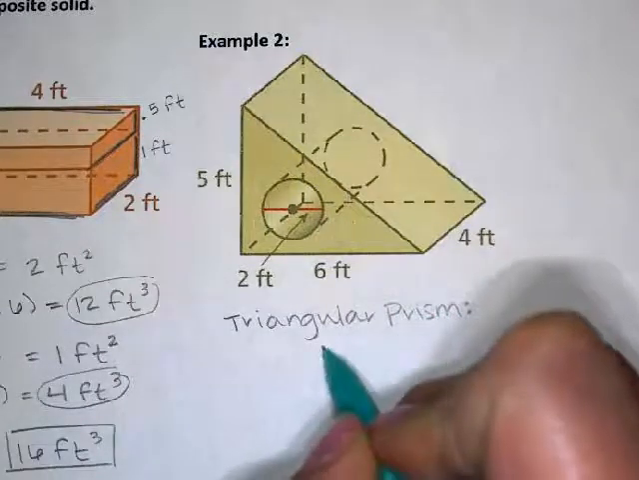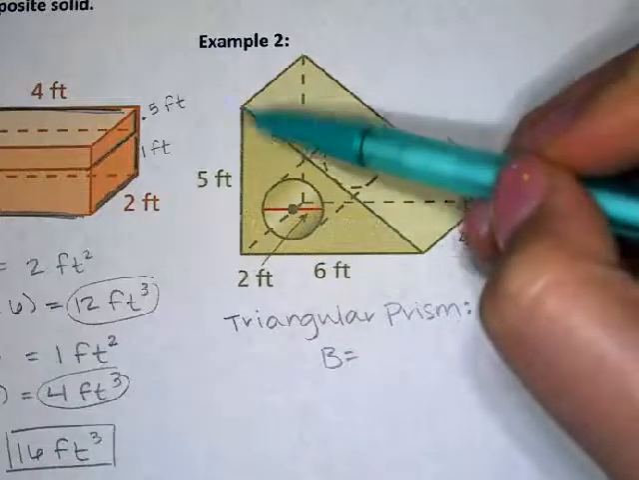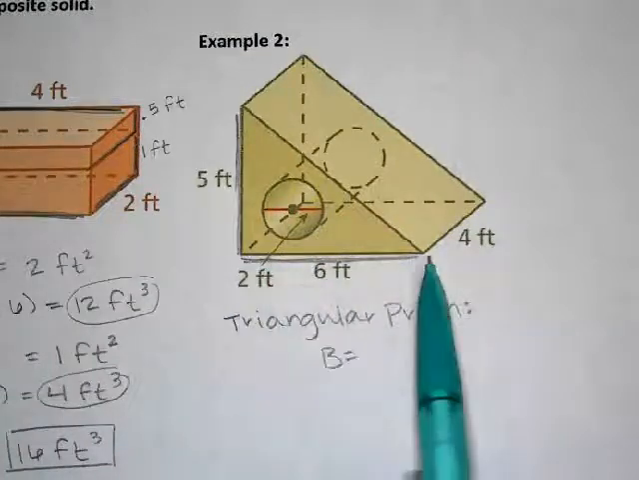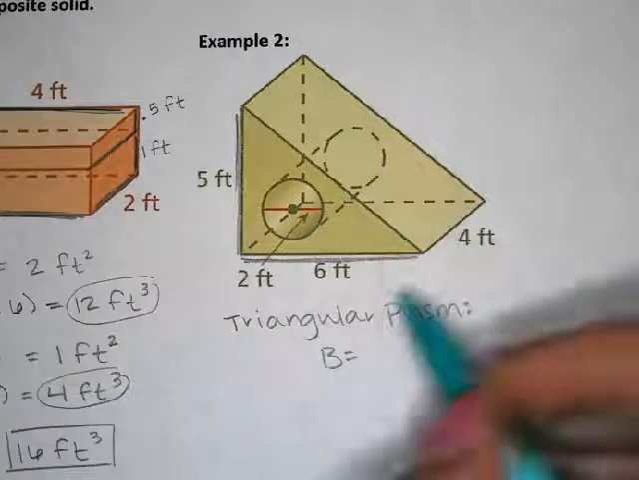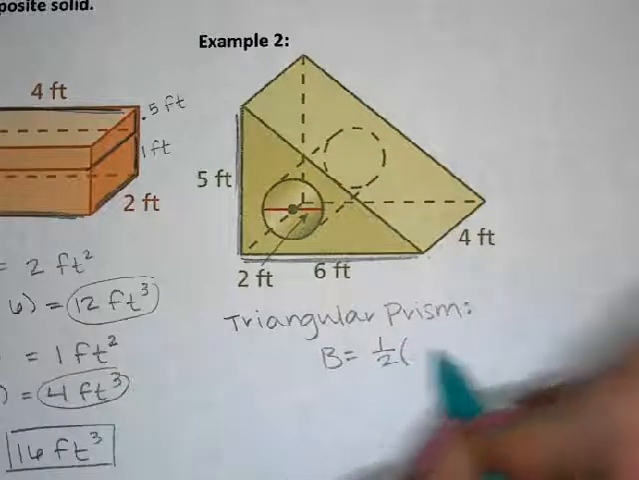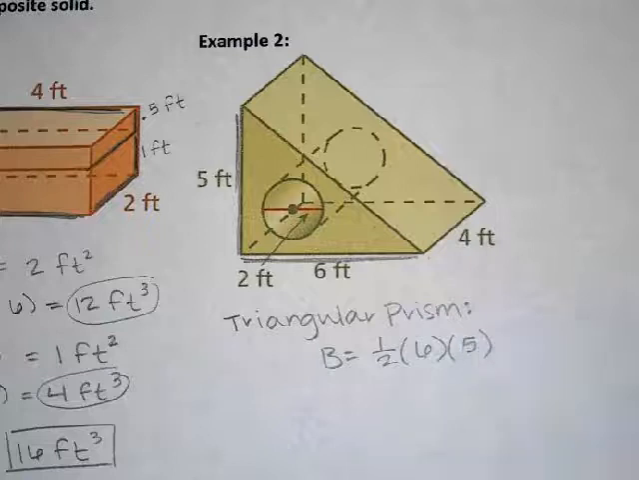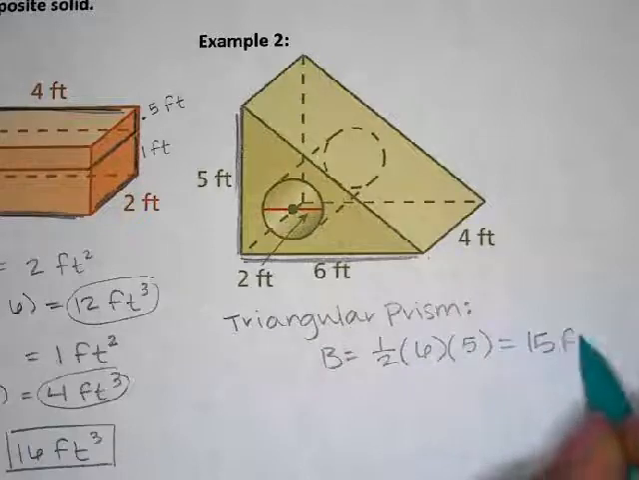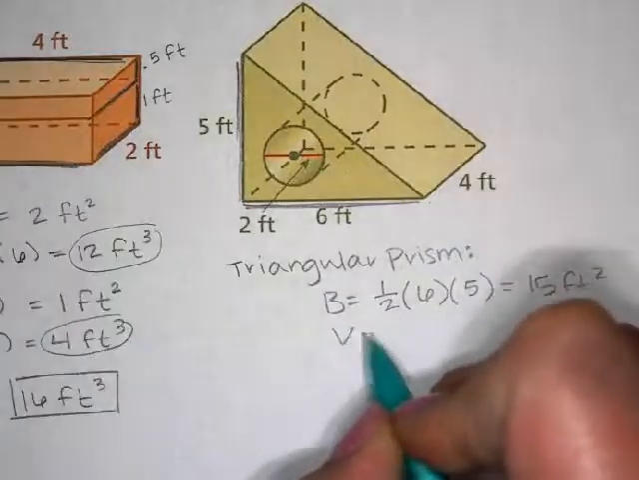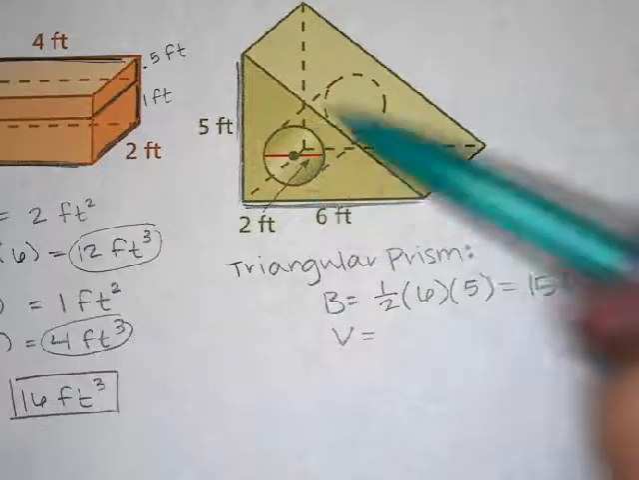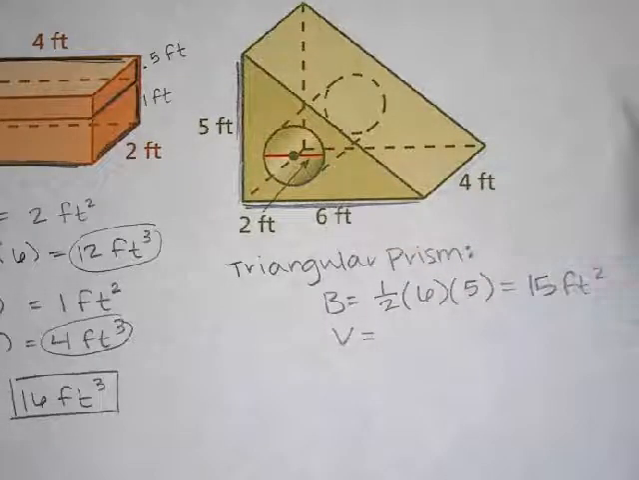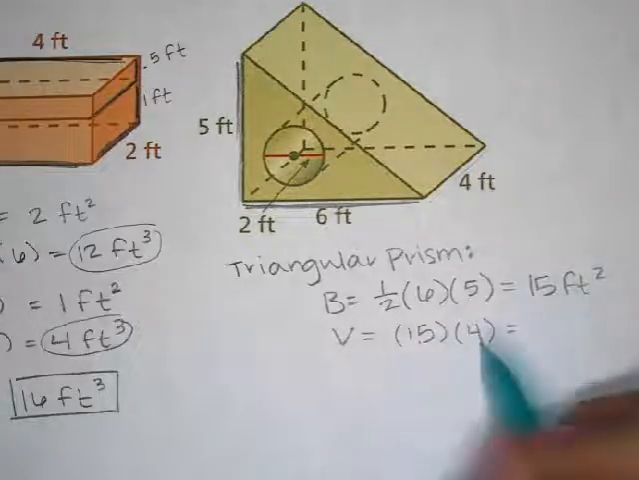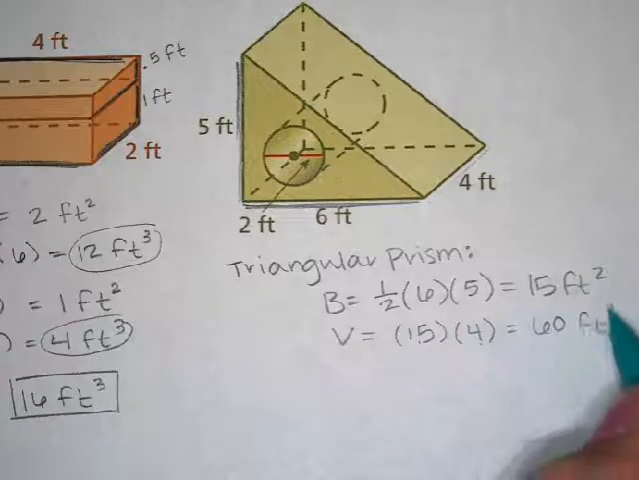And for that, I need to find the area of the base. So I have the base of the triangle, which is 6, and the height of the triangle, which is 5. So I've got 1/2 times the base of the triangle times the height of the triangle, which is 1/2 of 30, and 1/2 of 30 is 15 square feet. And then the volume is going to be the area of that base multiplied by the height, so 15 times 4 is 60 cubic feet.